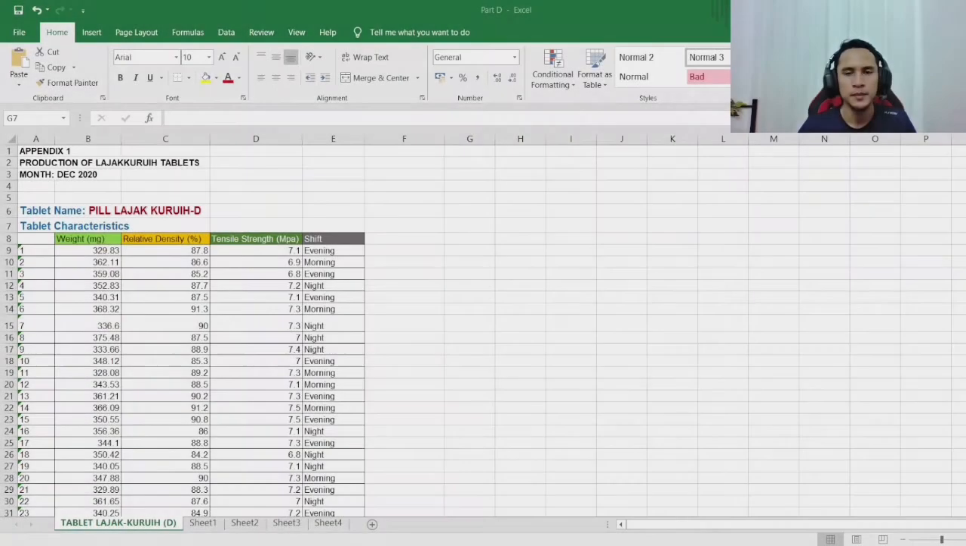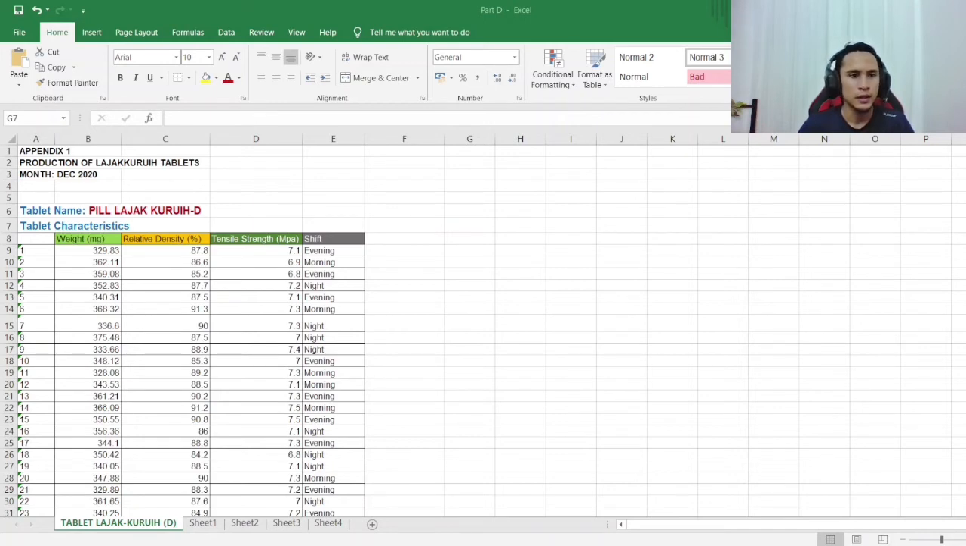Hi, I am Muhammad Badrun. I will continue my group presentation for part D. So for question D, we will discuss the tablet's hardness. It can be explained by two variables, which are the relative density and the tensile strength.